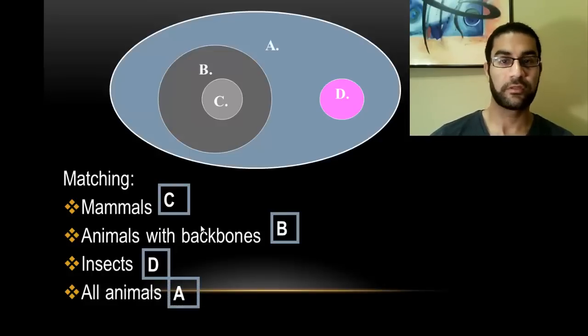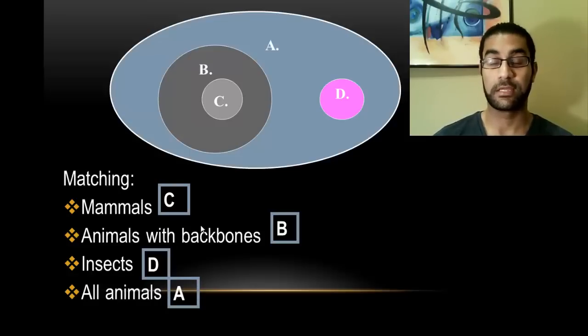So be familiar with all three of these different types of graph representations of different levels of taxonomy and how they can come together. All right, so that's it, guys. I hope you guys enjoy this quick lecture. Just have a basic understanding of taxonomy, scientific names, and basic graphs representing levels of organization.